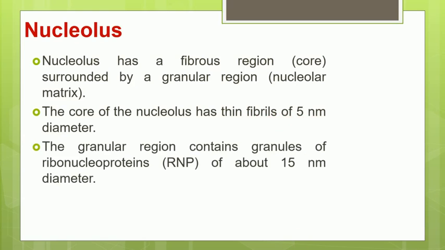On the other hand, the outer part of the nucleolus, the granular region, contains granules of ribonucleoproteins, that means RNA plus proteins, and they have a diameter of 15 nanometers. Okay, so remember, the nucleolus has two regions, the fibrous region and the granular region. The fibrous region has fibers of 5 nanometers diameter, and the granular region has granules of ribonucleoproteins with a diameter of 15 nanometers.